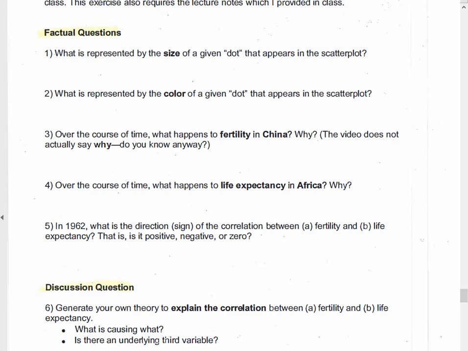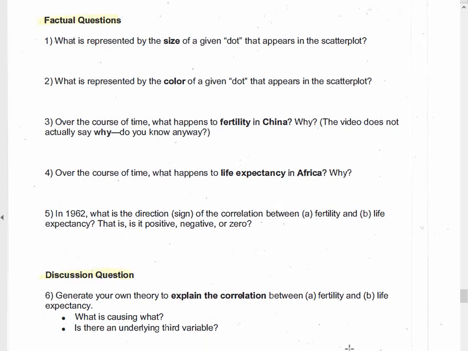Question 6, I'll give you a heads up, is not going to appear on my multiple choice quiz. Question 6 is a discussion question that I like to have my class do when we're meeting face-to-face, because it gives them the opportunity to develop their critical thinking skills. Question 6 is: generate your own theory to explain the correlation between fertility and life expectancy. What do you think is causing what? Do you think there's maybe an underlying third variable? This is always a great question to discuss in class, but since we're doing this online for this semester, you don't need to worry about question 6. You can be confident nothing related to question 6 is going to wind up on your Canvas quiz.